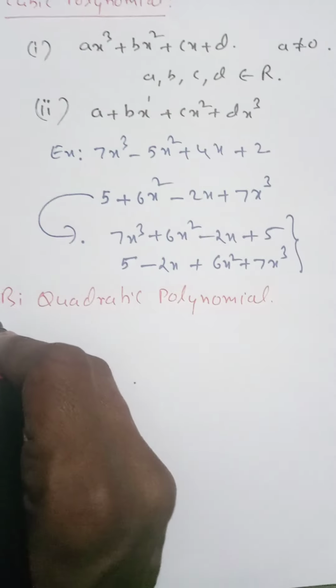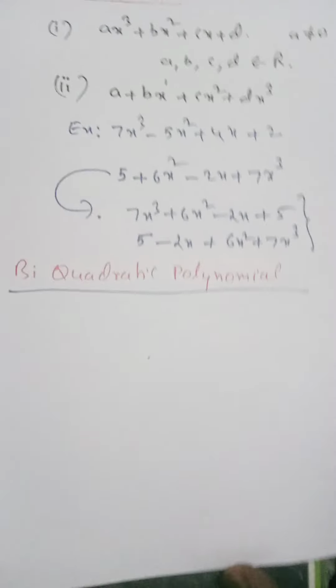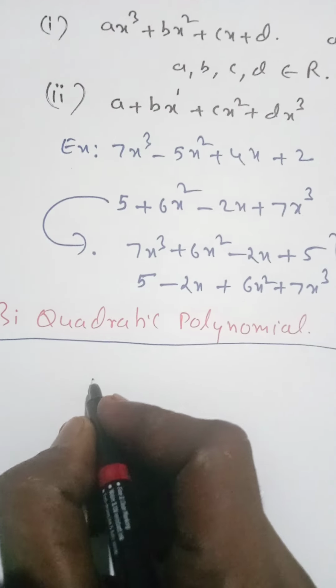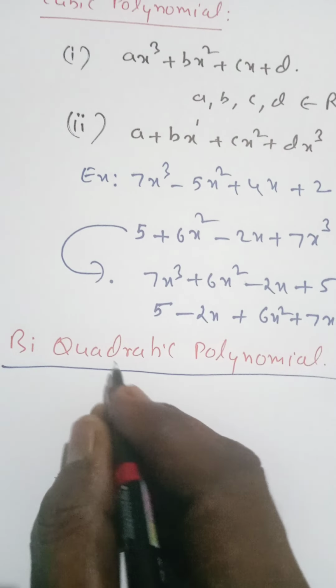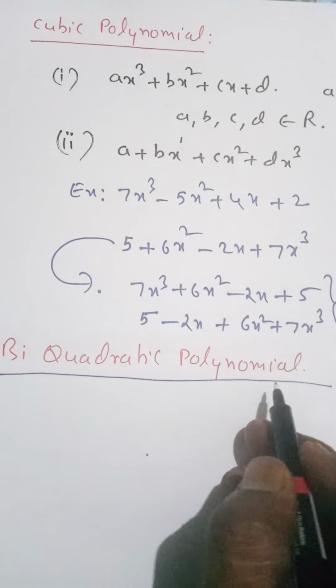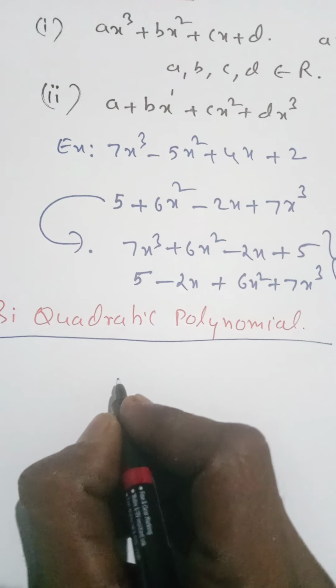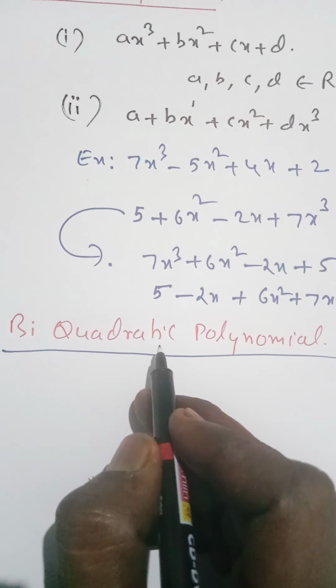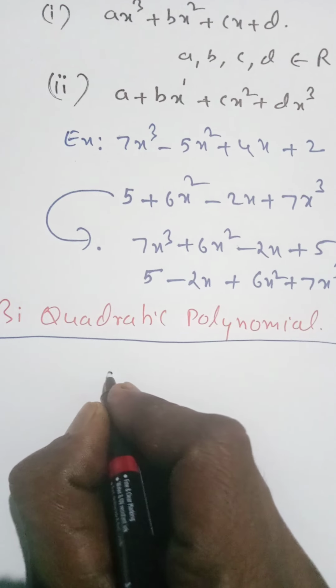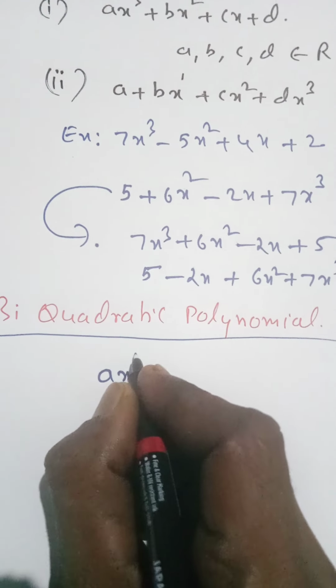You can see it very clearly. I am taking one example. Okay, let us do right now first the standard form of the biquadratic polynomial. A biquadratic polynomial must be of degree 4, so I am starting with a term whose degree is 4.